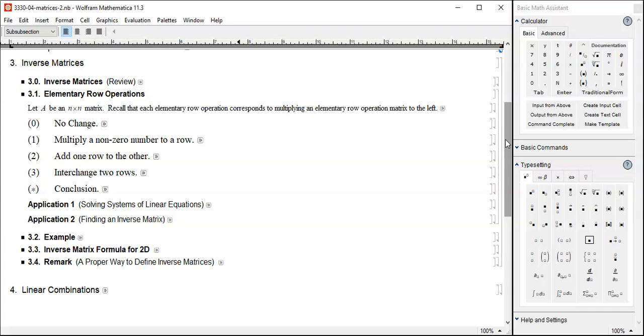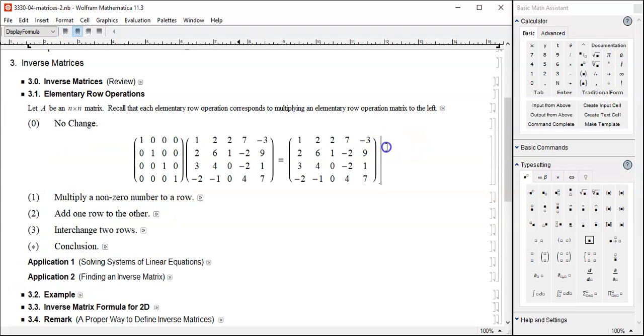Now let's discuss the same thing from a little bit more theoretical viewpoint, in terms of matrix multiplication. This is a starting point. Multiply an identity matrix, consequently, no change. Next, multiply a non-zero number to a certain row. Okay, this is an elementary row operation. And how is it related to the identity matrix?